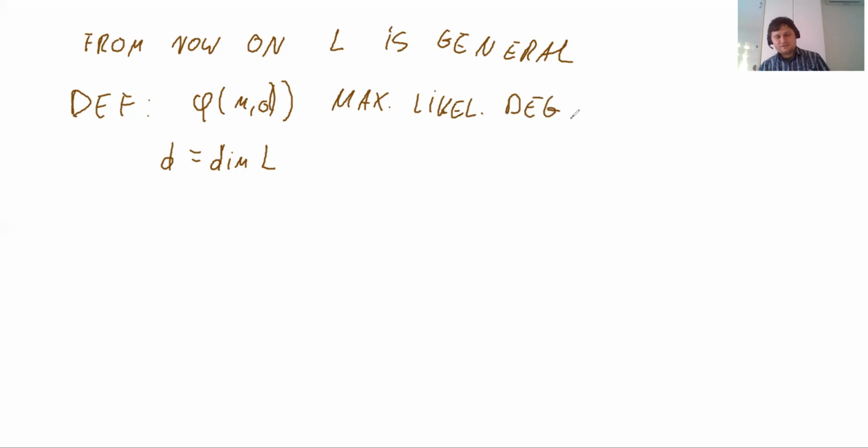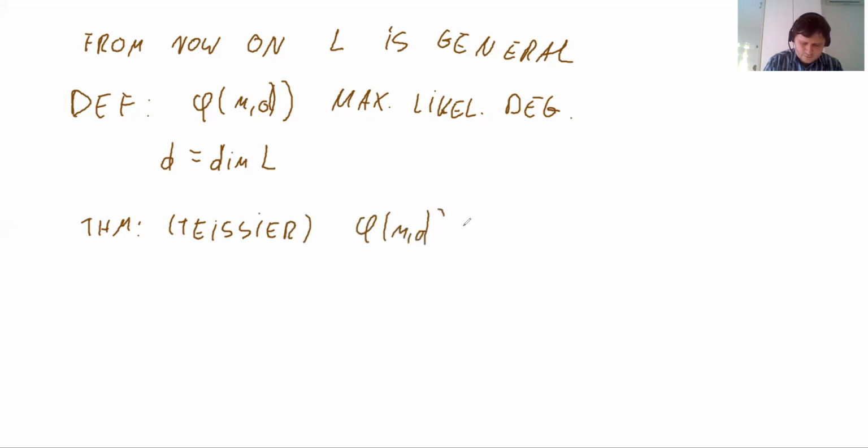Now, because L is general, we do not have to specify L. So this is just one number that depends only on the dimension of L. Further, there is a theorem by Tessier that in this case, phi n d is, as we would expect, just the degree of L inverse of this variety. So why is this not obvious?